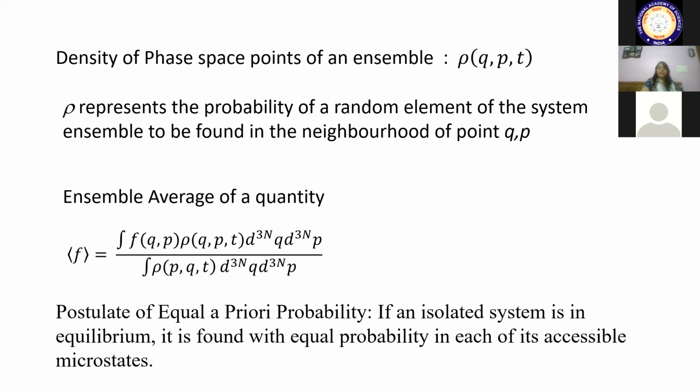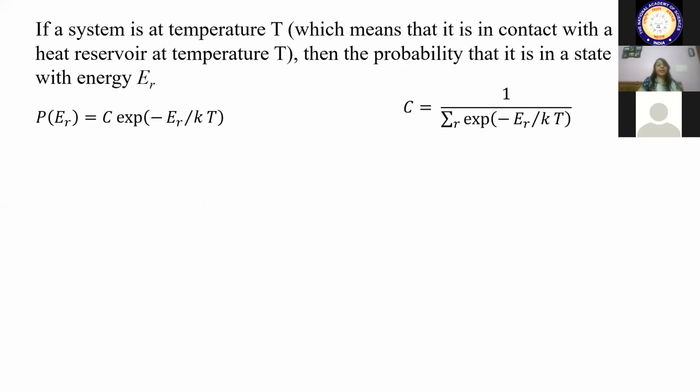So in his lecture, Dr. Khanje had explained very nicely how through this particular approach, you also come to the understanding of classical statistical mechanics. So the postulate of equal a priori probability was used in the same way as I had explained. And then, quickly, comes this very important distribution. It is called the canonical distribution.